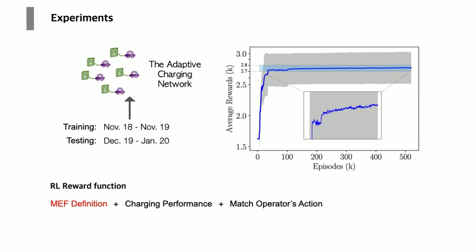In our simulation, we use data collected from November 2018 to November 2019 to train a model-free reinforcement learning algorithm and test it on a one-month dataset spanning January 2020. Especially, the first term in the reward function is motivated by our definition of MEF, and the last two terms aim to minimize constraint violations.